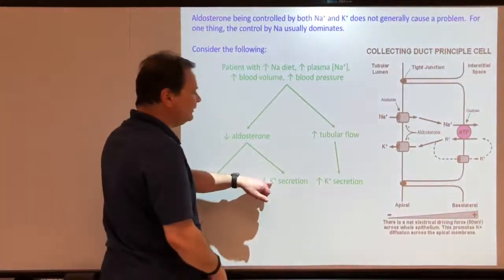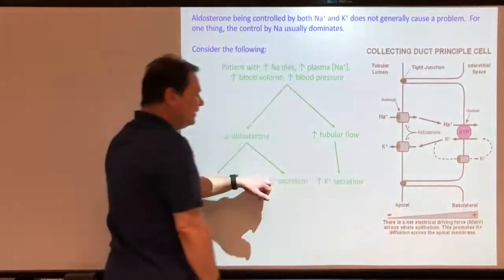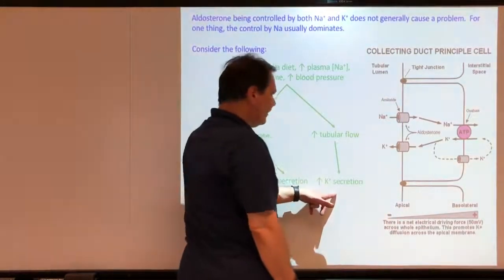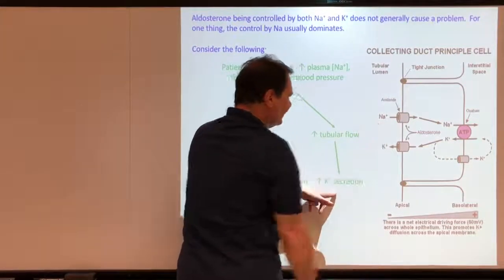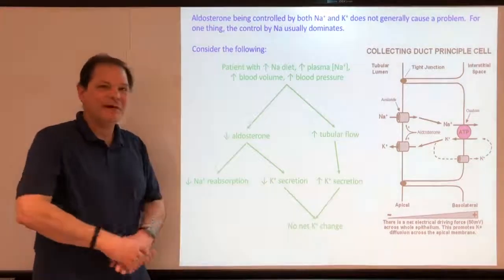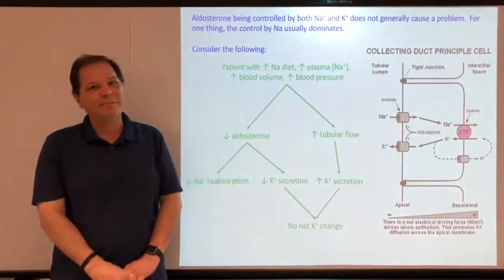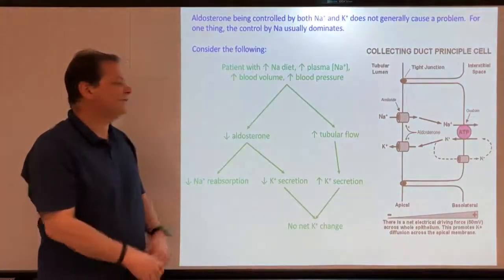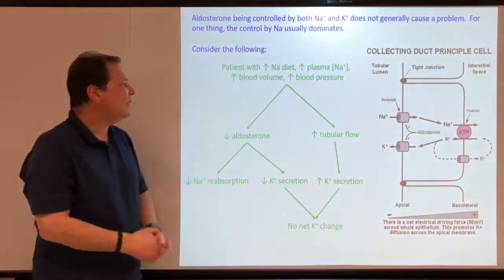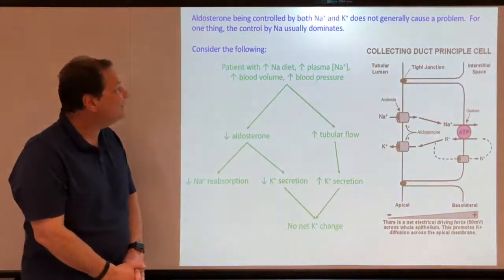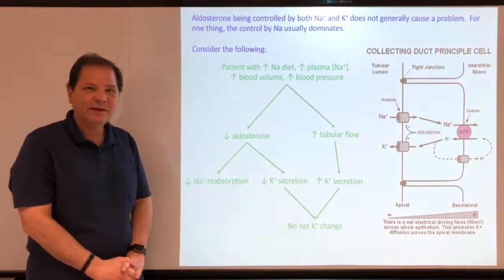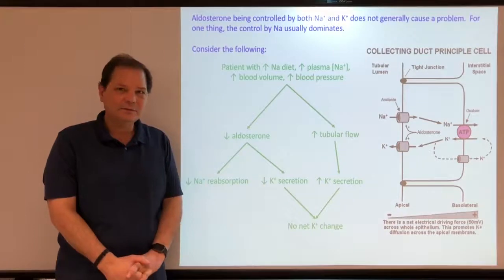So you have aldosterone decreasing secretion by shutting this channel down, but you've also got an increase in potassium secretion through the channels that are left because you're washing this potassium away. And so what you get is the two canceling each other out, and the potassium, in fact, doesn't change all that much, okay? So this is a situation where, yeah, aldosterone is controlling both, but in the end, they don't conflict, okay? Certainly not as much as you might think, okay?